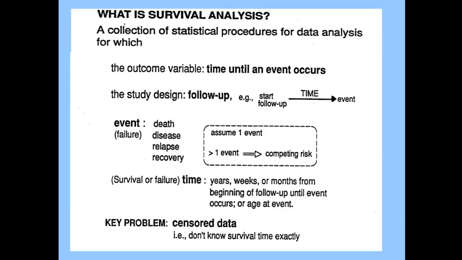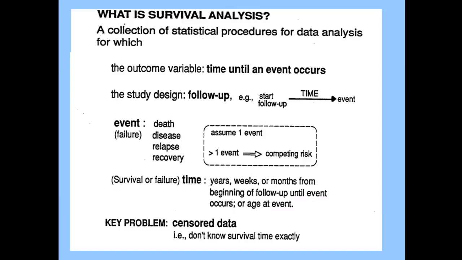So you followed them up to a point, and it looks like they hadn't died yet, if that's the outcome, and then you lost them. You don't know whether they died or whether they're still alive or whatever. So that's censored data. And when that happens, what do you do? How do you deal with censored data when you're trying to do the analysis?